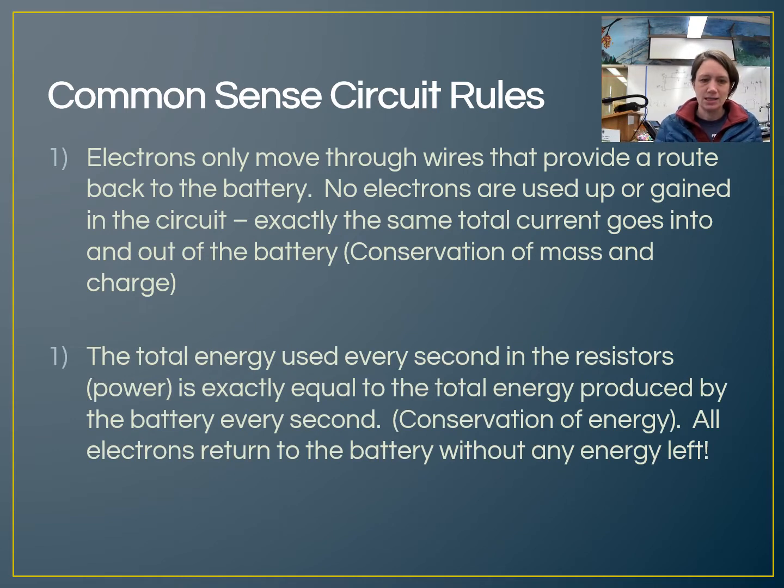The second is that the total energy used up in the resistors every second must be equal to the energy provided by the battery every second. So this is conservation of energy. That means that as they pass through the circuit, all electrons are going to use up all their energy and return to the battery without any energy left.